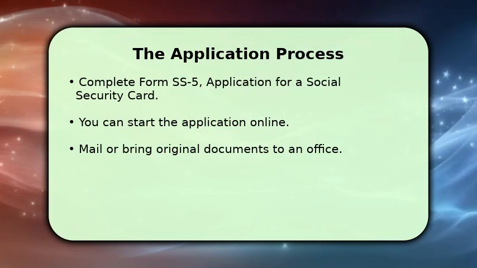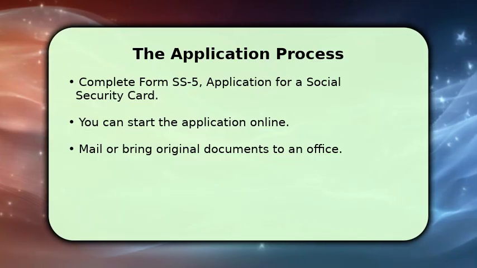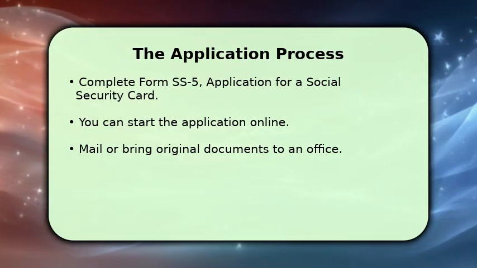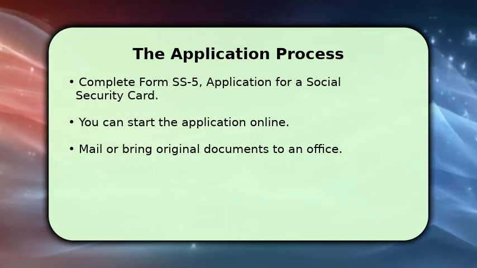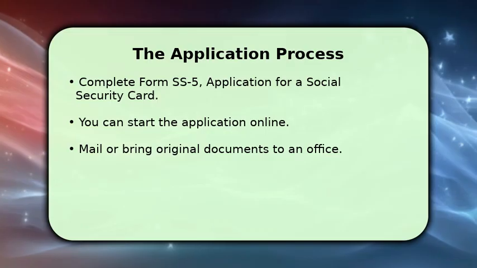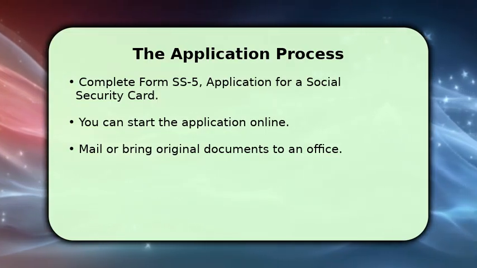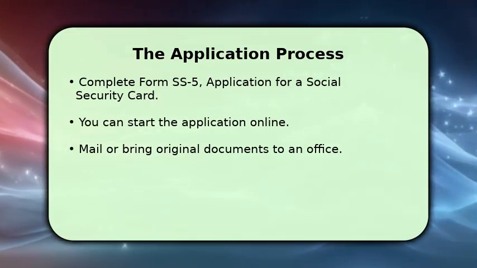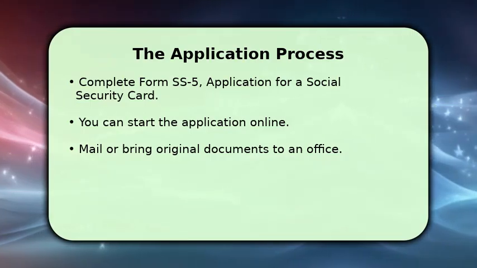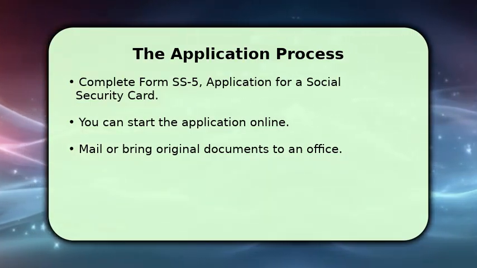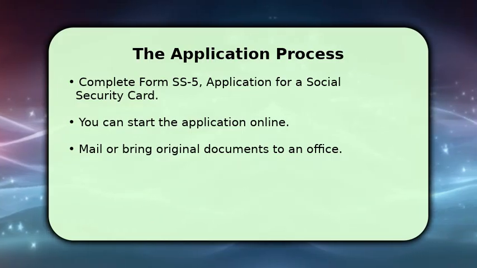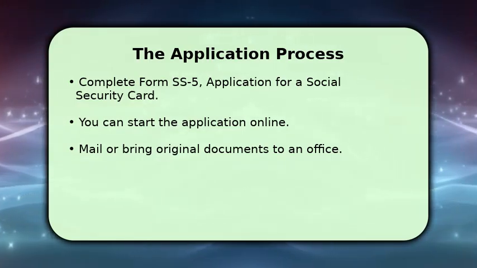The first step is to complete Form SS5, the application for a Social Security card. While you cannot fully apply online, you can start the process by filling out the form electronically on the Social Security Administration's website. After completing the form, you will need to print it and then mail or bring your original documents to a local Social Security office. This ensures your information is processed correctly and securely.